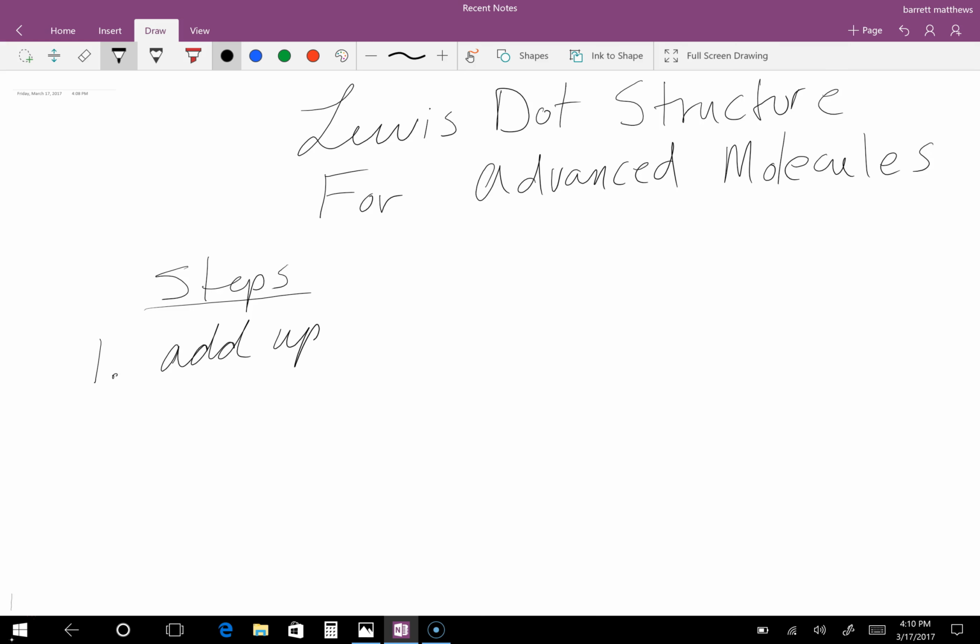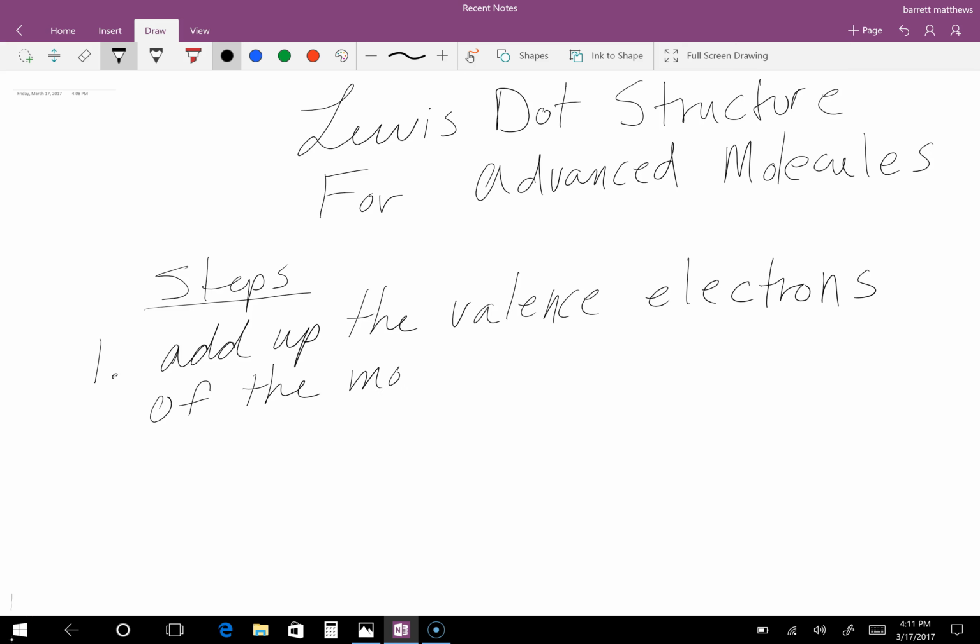First, we are going to add up all the valence shell electrons for each element or atom in the molecule. So if it was nitrogen, we would take 5, and then oxygen would be 6. We'd add those up. That would be 11. So however many there are times the number of valence electrons, we'll add all those up for each element.